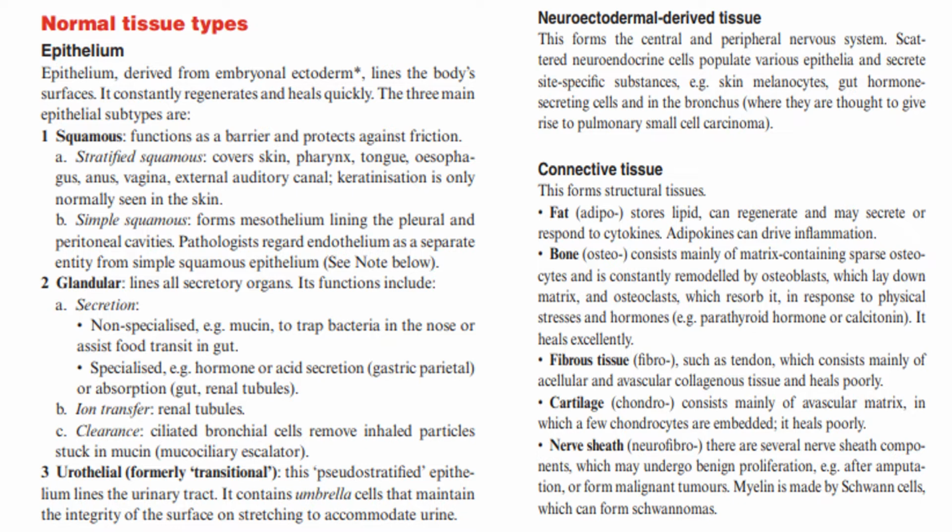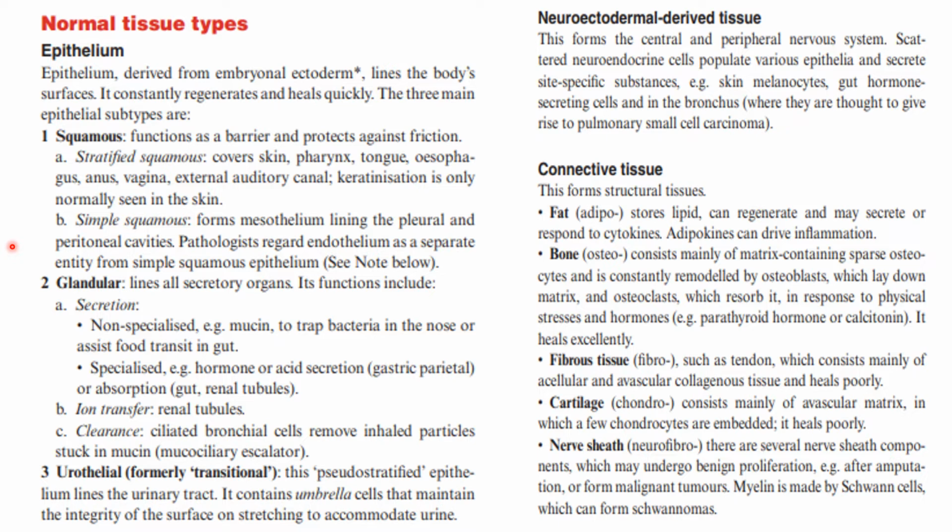Squamous functions as a barrier and protects against friction. Stratified squamous and simple squamous are the subtypes of squamous tissue. Stratified squamous will cover the skin, pharynx, tongue, esophagus, anus, and vagina. Simple squamous forms the mesothelium lining the pleural and peritoneal cavities. Pathologists regard endothelium as a separate entity from the simple squamous epithelium.